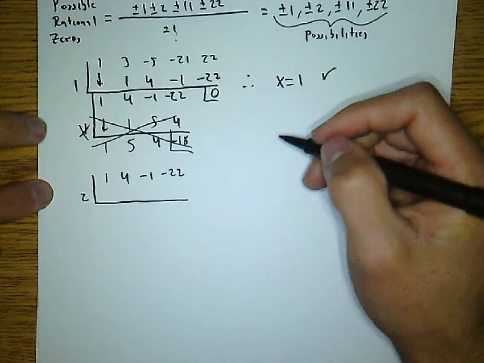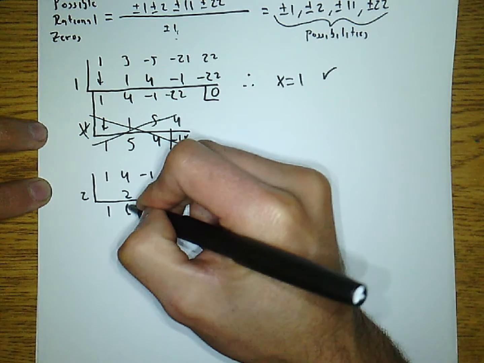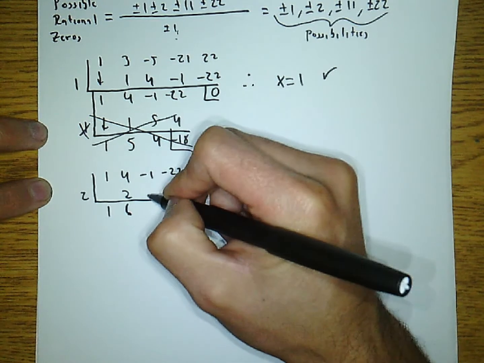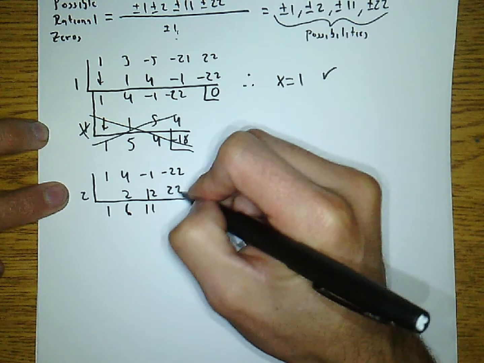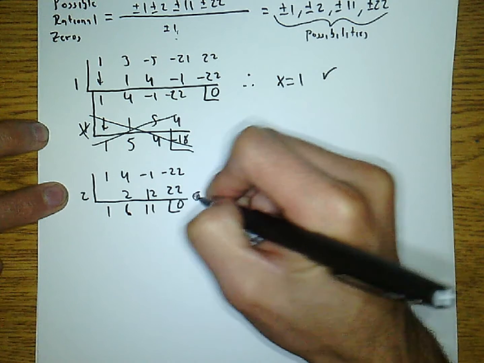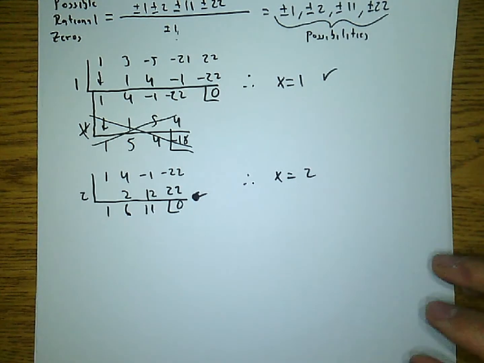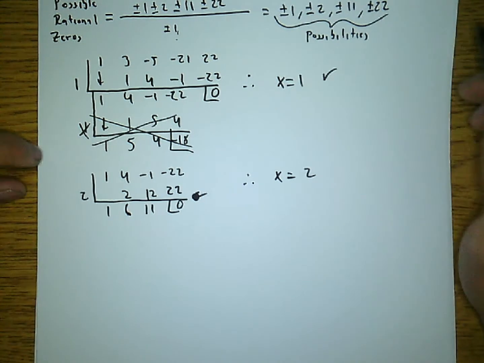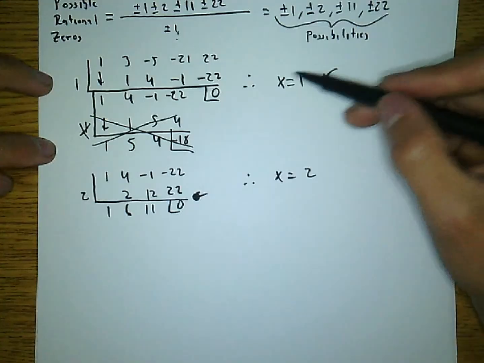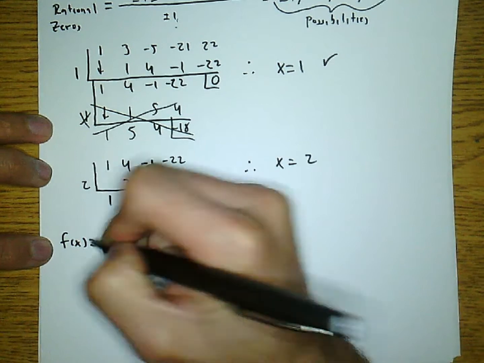So now I'm going to try the 2 and see what happens. 1 times 2 is 2. 4 plus 2 is 6. 6 times 2 is 12. 12 minus 1 is 11. 11 times 2 is 22, which gives me a remainder of 0. So therefore, x equals 2 is also a zero. So now, what that means is, if this was to the fourth power and I've done 2 divisions, I can start writing this as the product of linear factors.